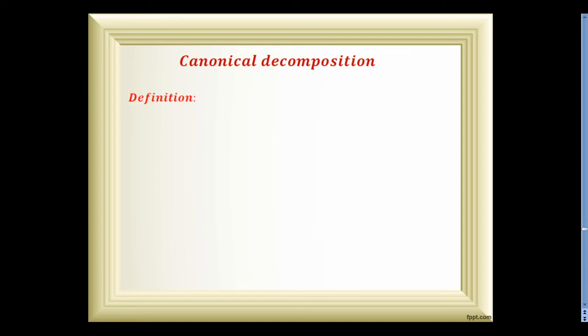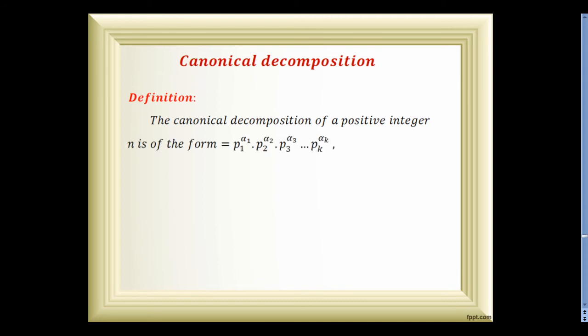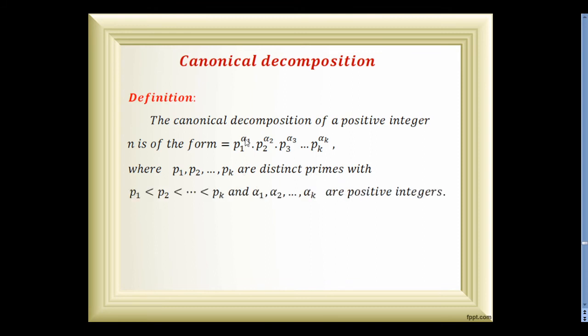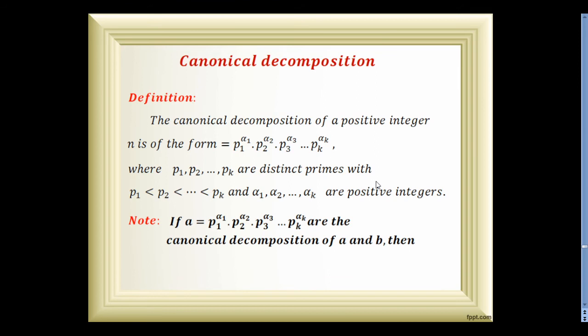Next we will see the canonical decomposition definition. The canonical decomposition of a positive integer n is of the form p1 power alpha 1 into p2 power alpha 2 into p3 power alpha 3 and so on up to pk power alpha k. So p1, p2, p3, pk are primes, where p1, p2, pk are distinct primes with p1 less than p2, less than and so on up to pk. Alpha 1, alpha 2, alpha k are positive integers.